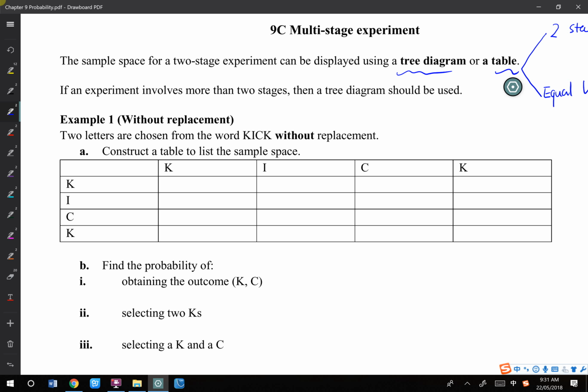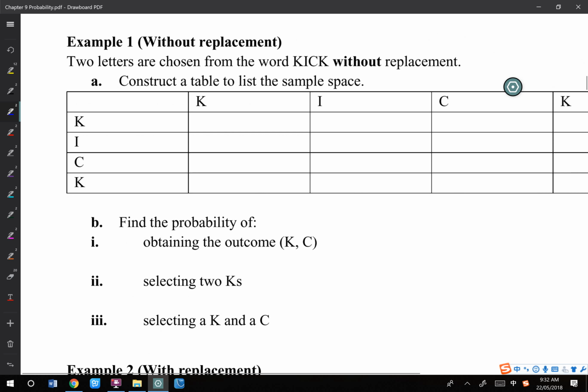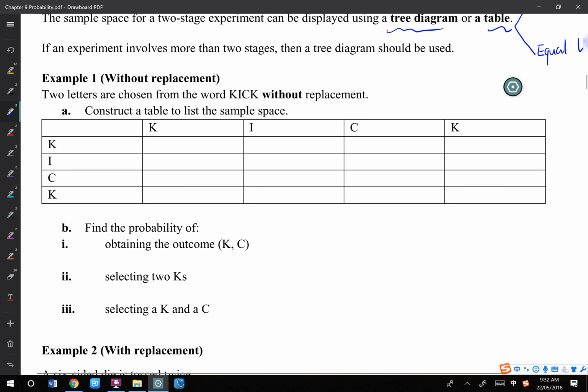Sometimes it won't be that obvious whether it's with replacement or without replacement, and in most cases you need to decide by yourself. But for example, this one is kind of easy. It says without replacement already. So 2 letters are chosen from the word KICK, without replacement. So you won't pick the same card twice. Okay, you won't pick the same card twice. So it's a without replacement question, with two picks.